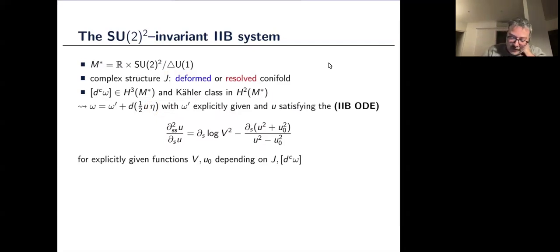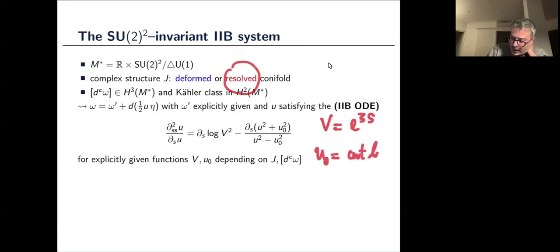Here I haven't written it out, but for example, if I work on the resolved conifold, V is e to the 3s, and U0 is something like a constant times log s plus another constant, and these two constants are determined by the two cohomological, topological choices that I make at the beginning.